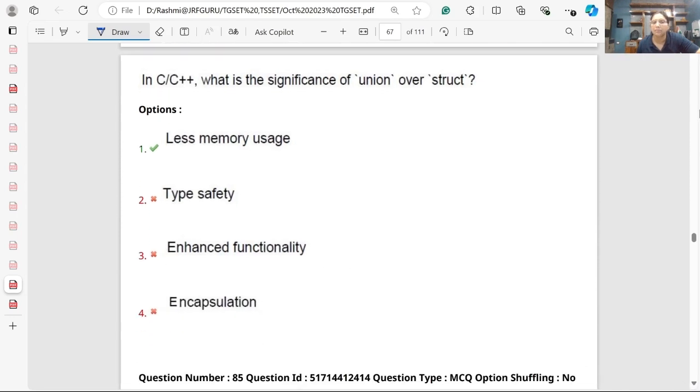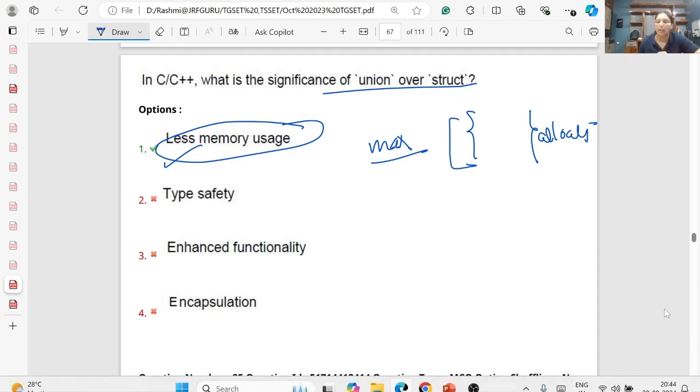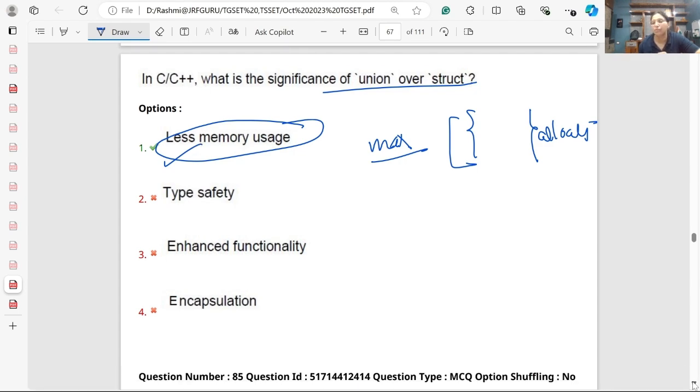In C++, what is the significance of union over struct? Union and struct are both user defined data types. But in union, we use limited memory, while in struct, for every element of the struct we allocate memory. In the case of union, we allocate the maximum requirement of memory. So yes, it has less memory usage, and this is the significance of union over structure.